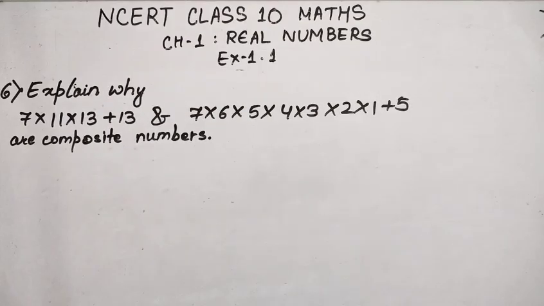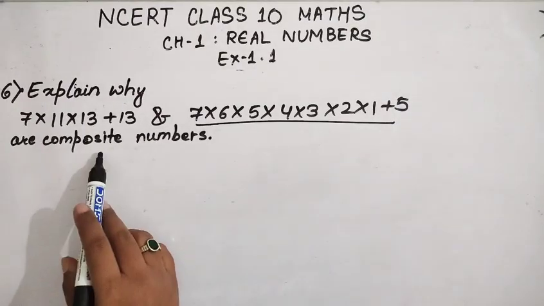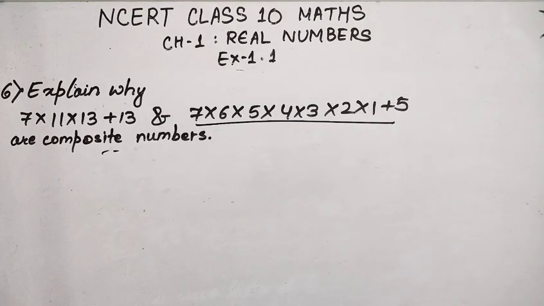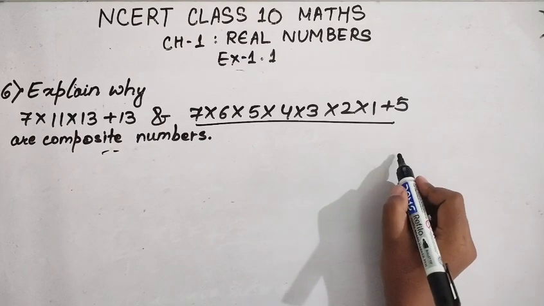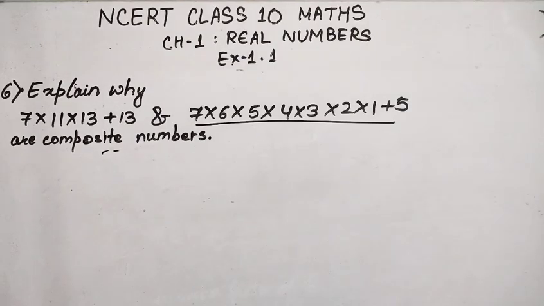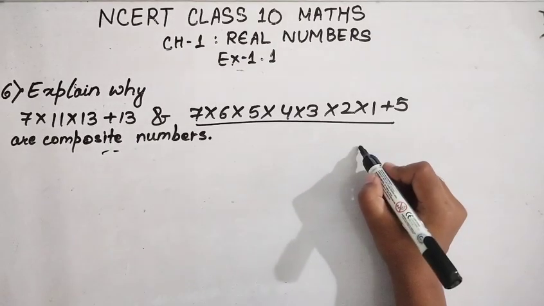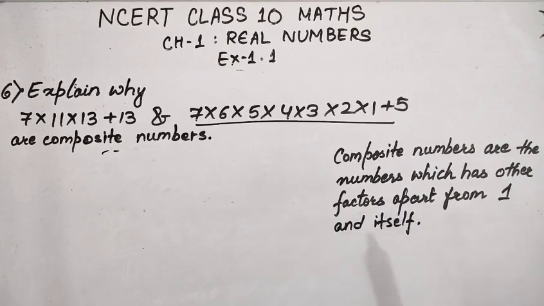Okay, so we have this question number 6, that is, explain why 7 into 11 into 13 plus 13 and this number are composite numbers. Over here, first we have to understand what composite numbers are. Composite numbers are the numbers which have other factors apart from 1 and itself. Basically, we can say that it is the opposite of prime numbers.